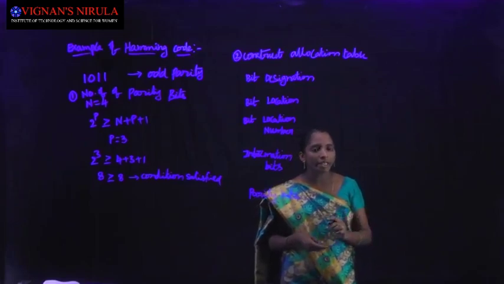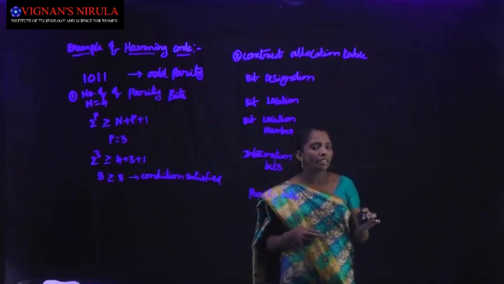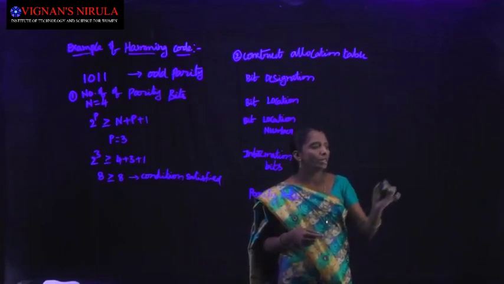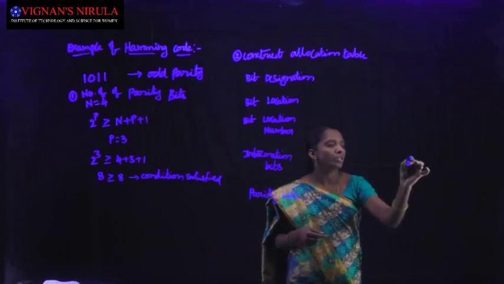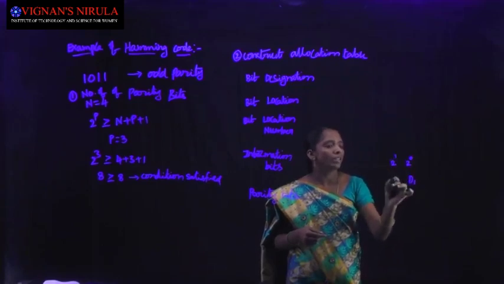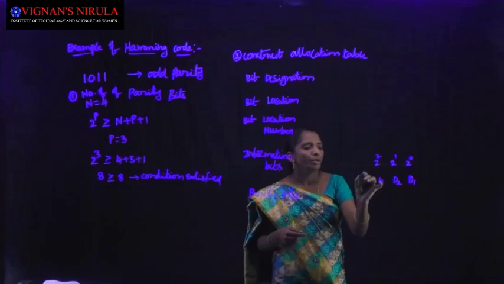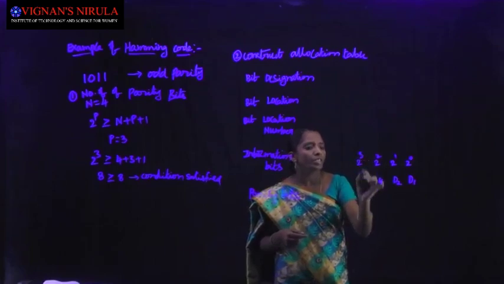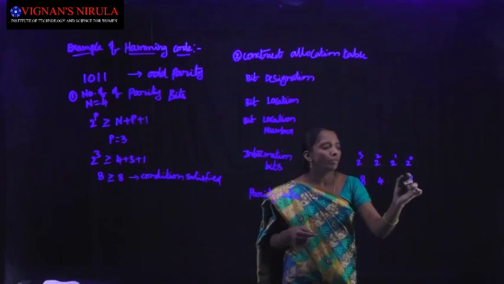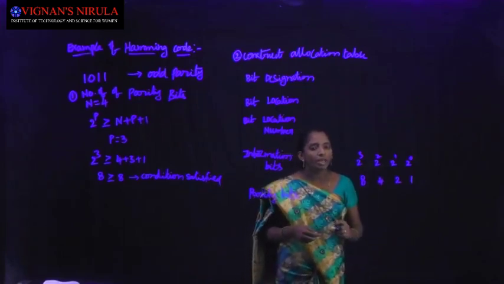First we should decide the location of the parity bits. We should locate the parity bits at the powers of 2. So 2 power 0, that is the D1 position; 2 power 1, that is the D2 position; 2 power 2, that is the 4th position; and 2 power 3, that is the 8th position. So the 1st position, 2nd position, 4th position, and 8th position are the parity bit allocation positions.